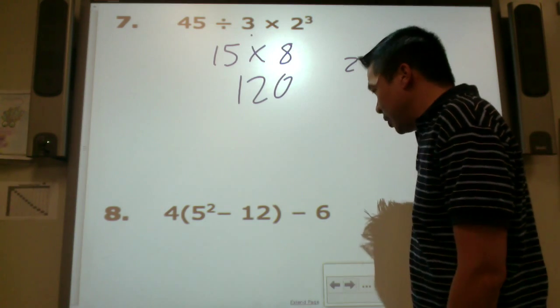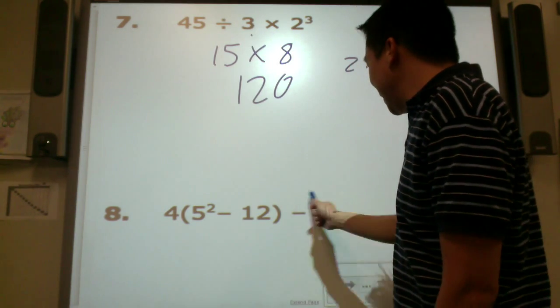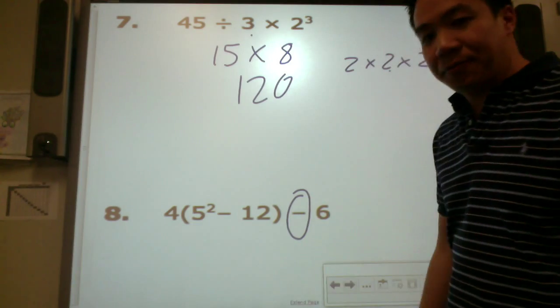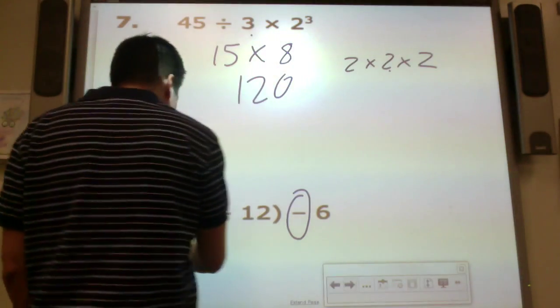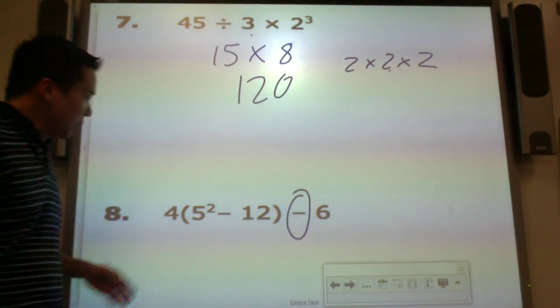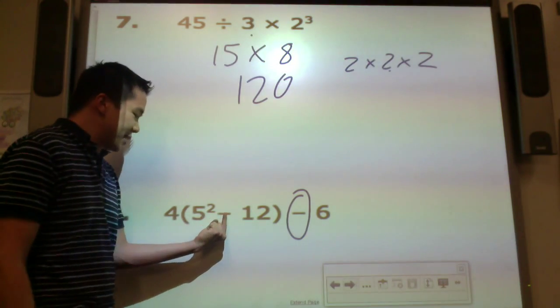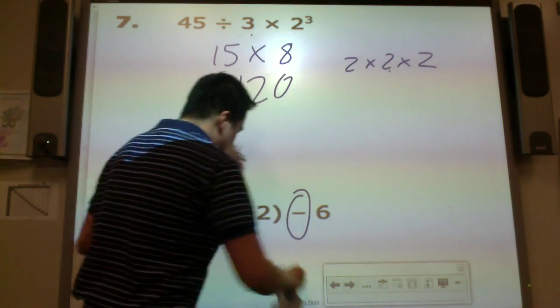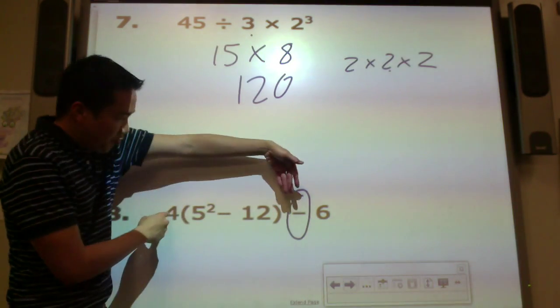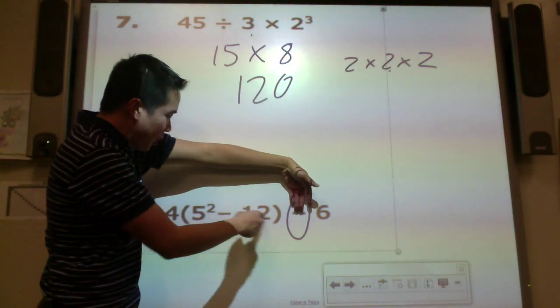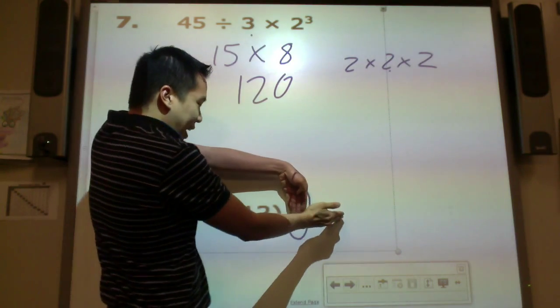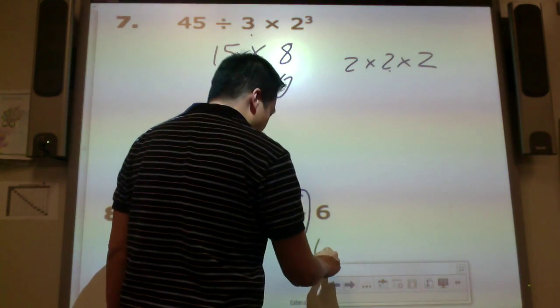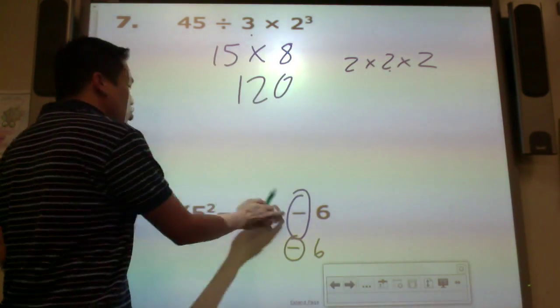Number 8. Do you see any subtractive operator? I see right here. So let's look at this. In this one, we just see a minus here. So I'm going to circle that one. But first of all, the first term is this: 4 groups of 5 squared minus 12. And then we have our last term, 6. So we know we can't do anything with that. So we need to solve this.